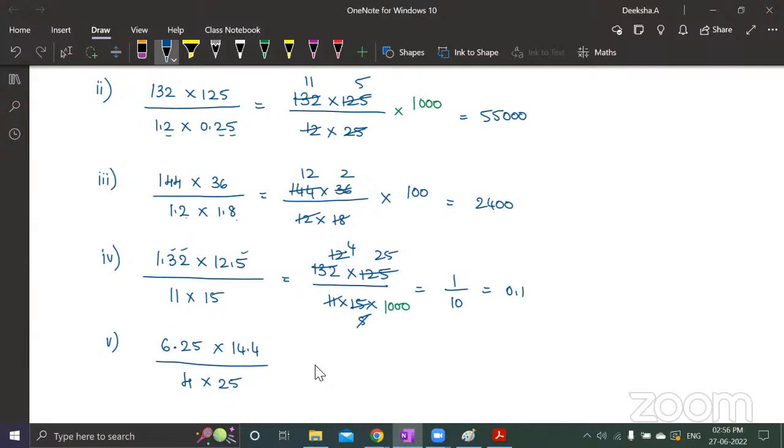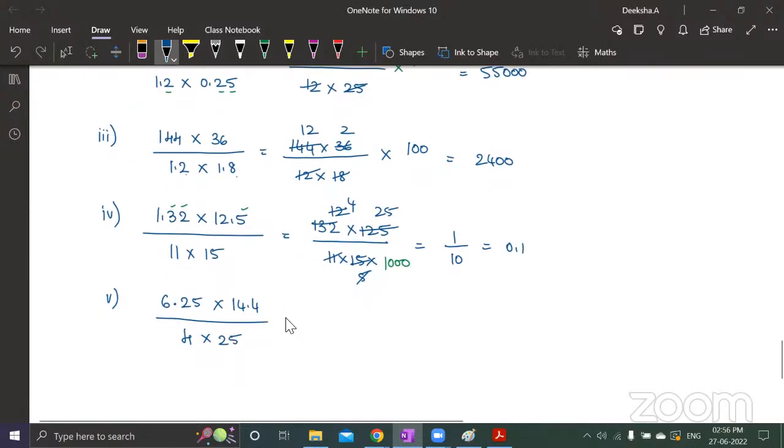What answer do you get? So rewrite the number without any decimal point. So you get 625 into 144 divided by 4 into 25. Here the decimal number is there only in the numerator. So we write the balancing factor in the denominator. 1, 2, 3. Three digits are there after the decimal point. So we write 3 zeros here after 1.